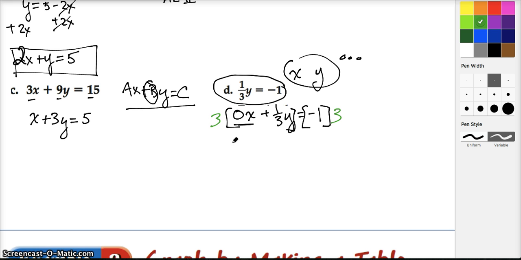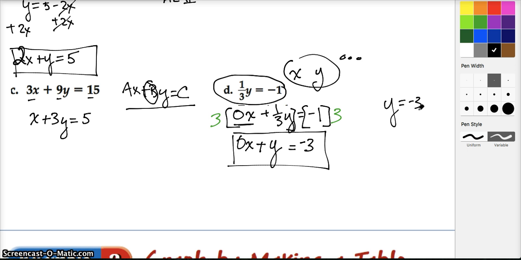So 3 times 0x is going to give me 0x again, because nothing changes when I multiply by 0, plus 3 times 1/3 gives me 3 over 3, or just 1. So I get plus y is equal to negative 1 times 3, which is negative 3. And so, even though it doesn't make you happy, I have written this in standard form. This is indeed a linear equation. Generally, you would see an equation like this just written as y equals negative 3.